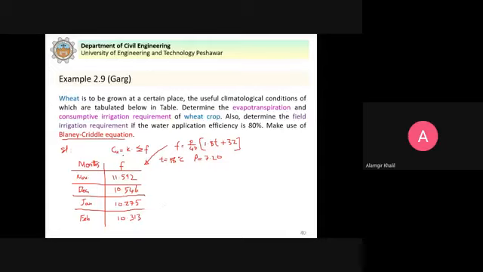Now, what we have to do in this equation, that consumptive use is equal to K into summation of F. So it means that we have to calculate summation of F. You just add these values. So summation of F will be equal to just the sum of all these values. So this is equal to 42.726.